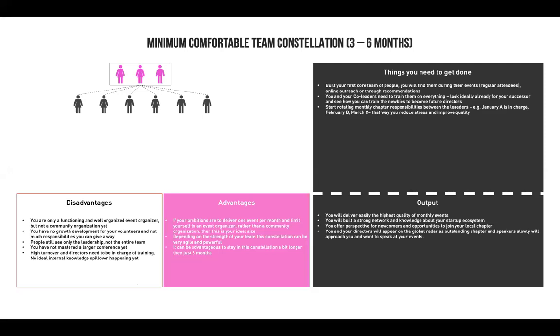You can only have fun if you're not stressing yourself out. What you could do at this stage, for example, is you have 3 leaders, you have 6 people, you do 3 events per month. It's crazy, it's possible, but I wouldn't recommend it. But what you could do is you start rotating.